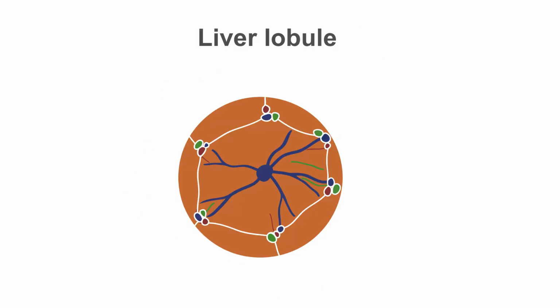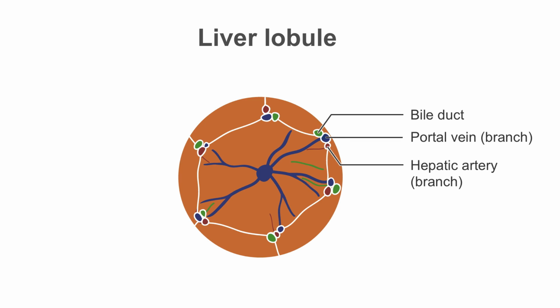The underlying architectural basic structure of the liver is the liver lobule. The portal triad at the corners of this hexagonal field consists of a bile duct, a portal vein branch, and a hepatic artery branch. While the blood flows inward toward the central vein to get drained, the bile flows in the opposite direction to be drained by the bile ducts.